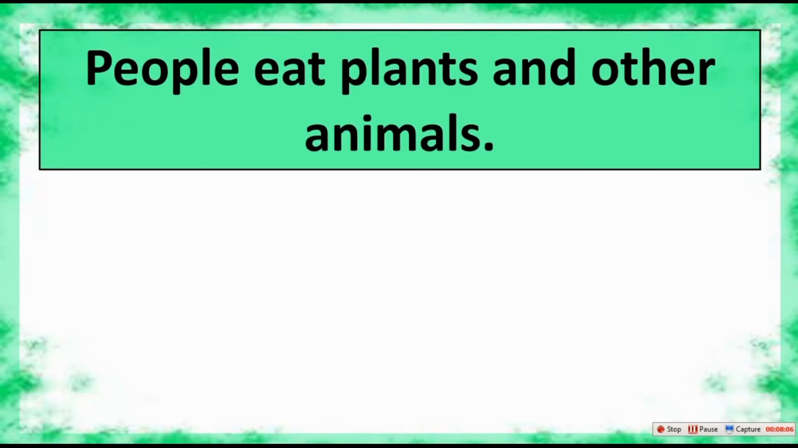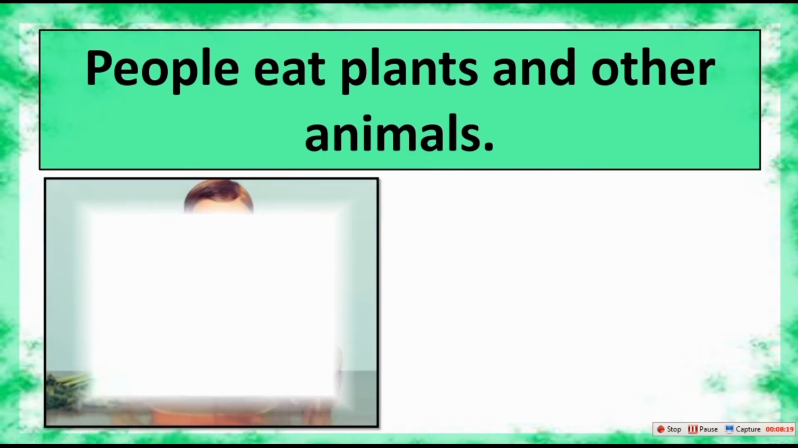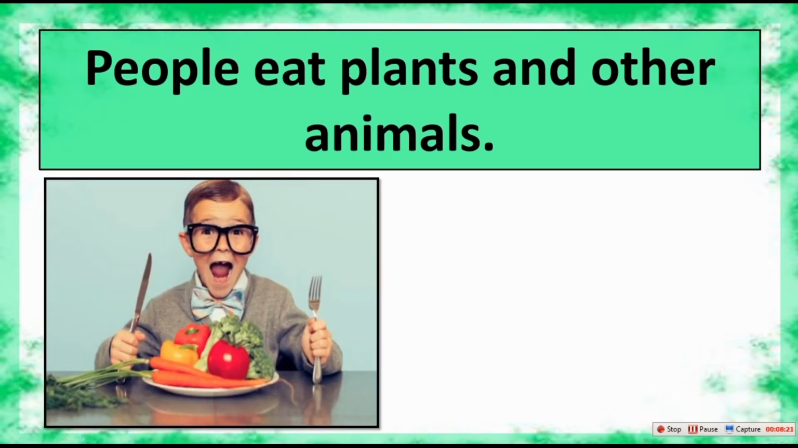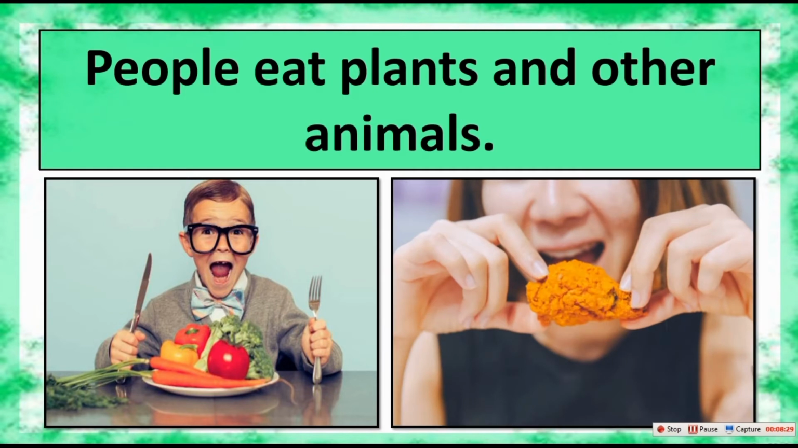Next, let's talk about people. People eat plants and other animals. Again, people eat plants and other animals. Just like what we have on the picture. The boy eats tomatoes or any other vegetables, and the lady is eating a fried chicken. Fried chicken came from chicken.